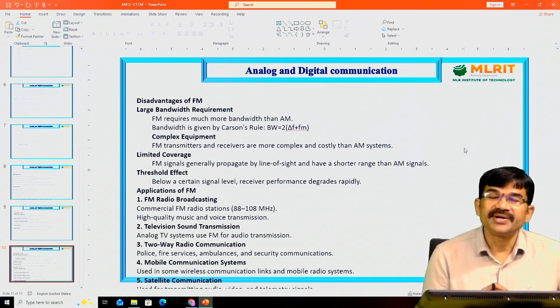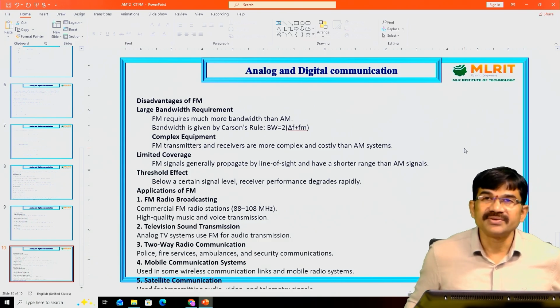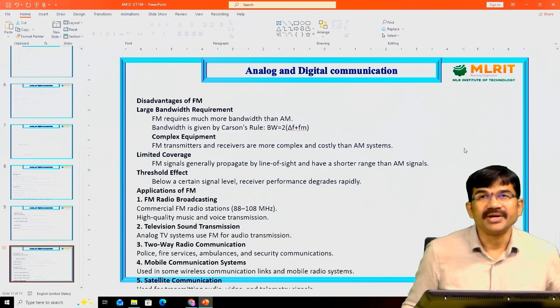Then we discussed the advantages of frequency modulation, the disadvantages of frequency modulation, and the applications of frequency modulation. In the next session we will explain the different methods used for the generation of narrowband FM and wideband FM.